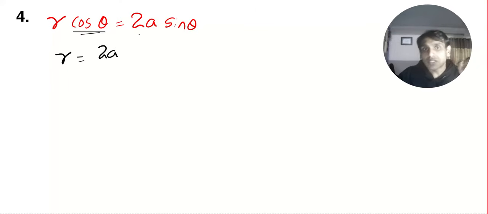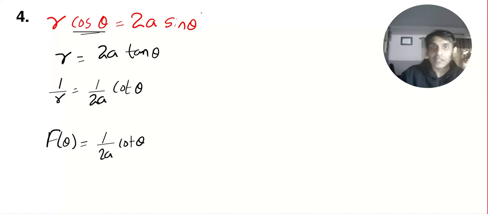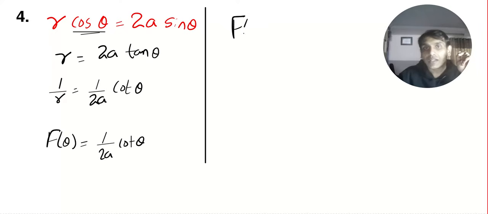So I'm going to take this cos theta to the other side. Sin by cos is tan theta. I'll take reciprocal on both sides. So I'm going to get 1 by 2a into 1 by tan theta. What's 1 by tan theta? Cot theta. And call it f of theta, 1 by 2a cot theta. Now step number 2, equate the function to 0 and find all possible values of theta. So 1 by 2a cot theta is equal to 0.